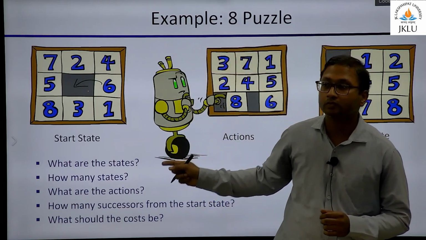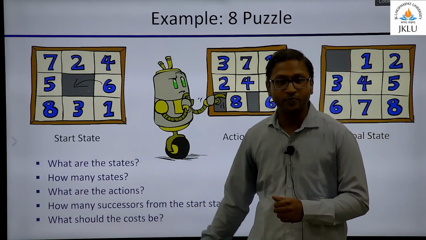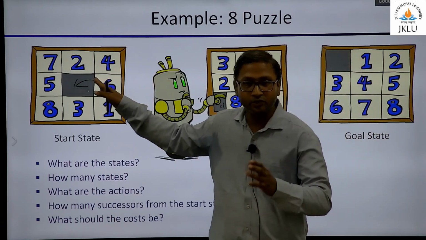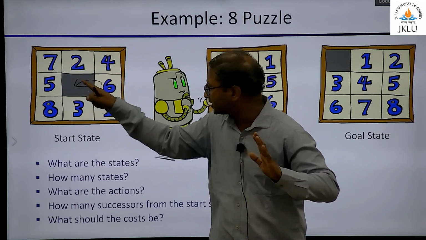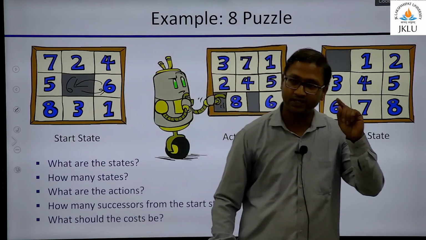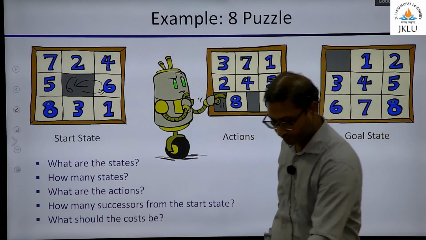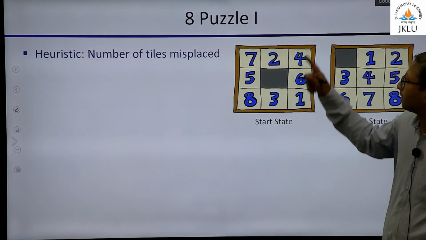So what were we talking about? Cost. So what should the cost be? So let's say you are saying that if you change this state to this state where 6 comes here and blank comes here, the cost is 1. Puzzle 1.